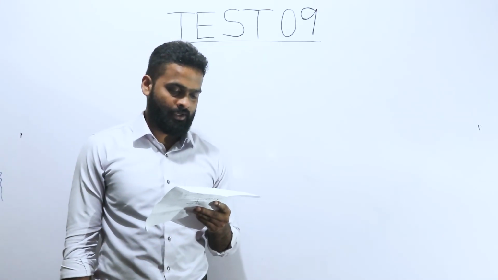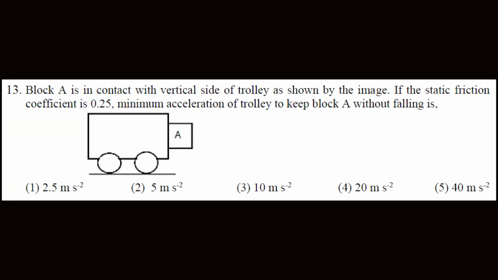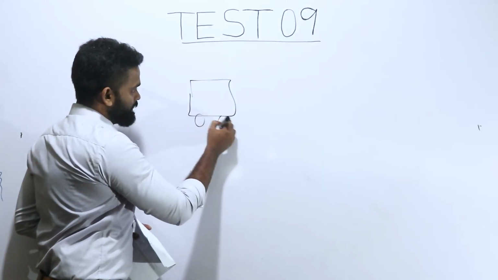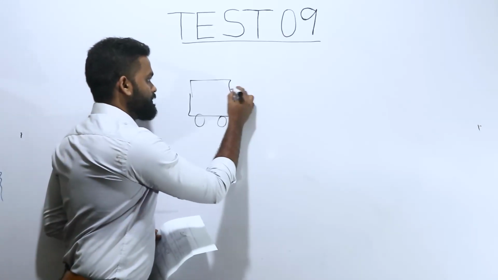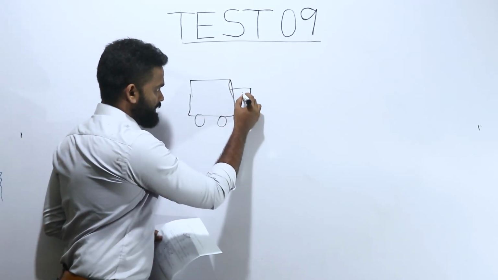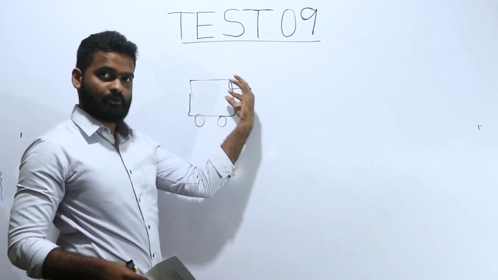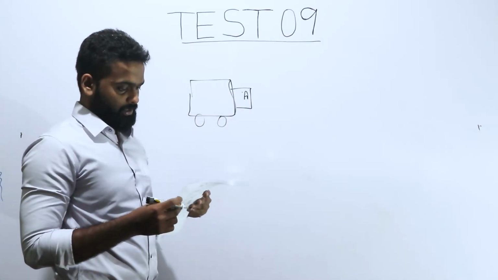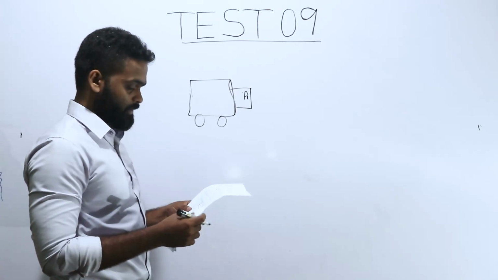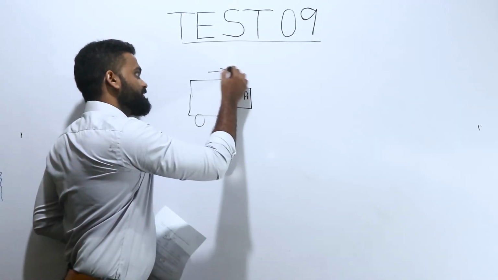13th question. A block A is in contact with the vertical side of a trolley as shown in the image. If the static friction coefficient is 0.25, the minimum acceleration of the trolley to keep the block A from falling is. So we have a trolley. Then there's this capital A object placed in contact with the front face of the trolley. So what they ask is the acceleration.